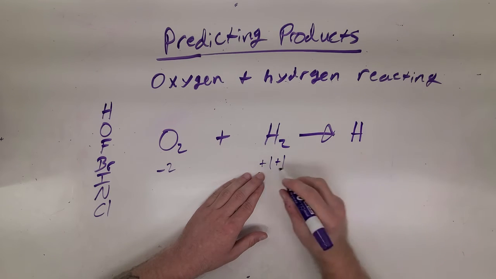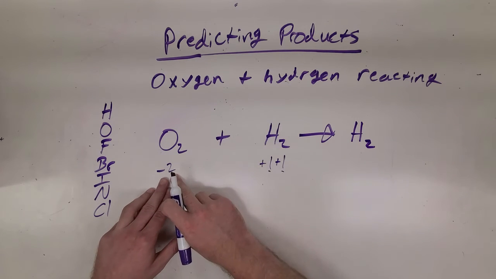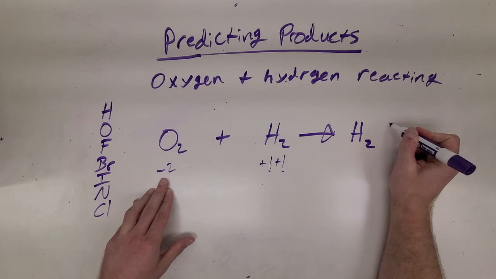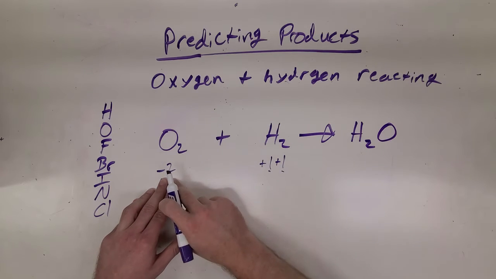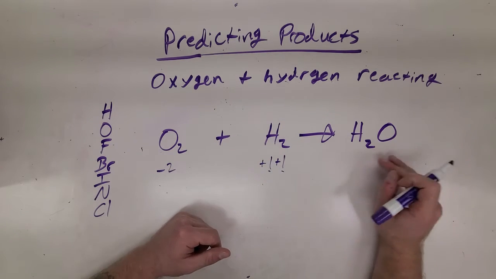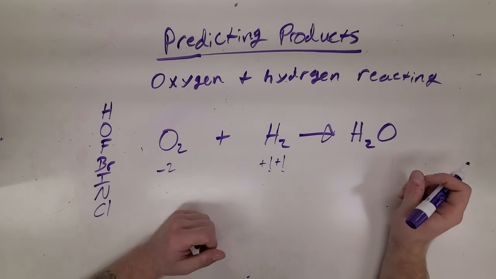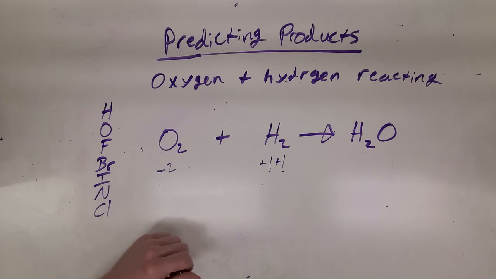H, and we have 1, 2. And then we have O, and there's only 1, so we'll just leave that blank. So when you combine oxygen and hydrogen, you end up making H2O. Well, that's just water. Let's go ahead and take a look at a few more examples.